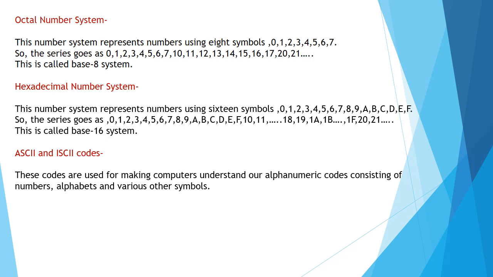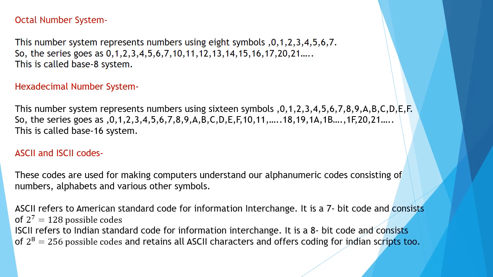This ASCII refers to the American Standard Code for Information Interchange. This is the full form of ASCII, and it is a 7-bit code and consists of 2 to the power 7, which is equal to 128 possible codes. So this is the total possibility of codes in ASCII, that is, 128 possible codes. Since the American Standard Code was launched first, it did not have the Indian style of coding. The Devanagari script and those codes were not there in ASCII.